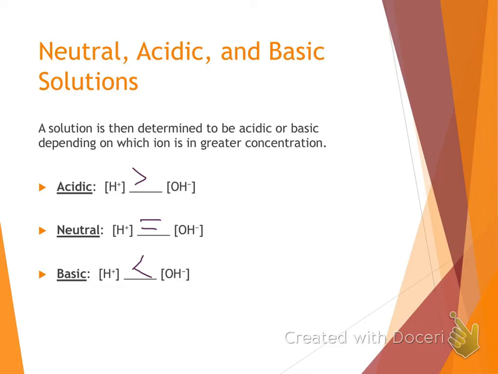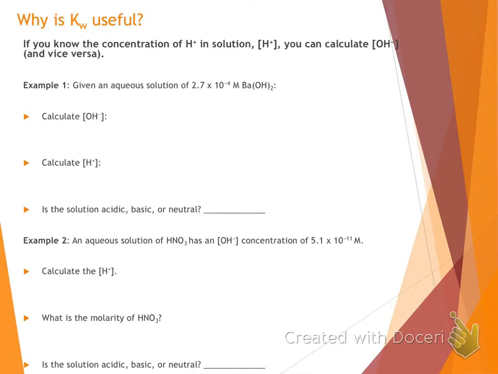Well, Kw is a bit more useful than that as well. If we know the concentration of H plus in our solution, we can calculate the concentration of hydroxide using Kw and vice versa. So let's look at a few examples using our Kw here. On example number 1, the first thing we want to do is calculate our hydroxide ion concentration in barium hydroxide.